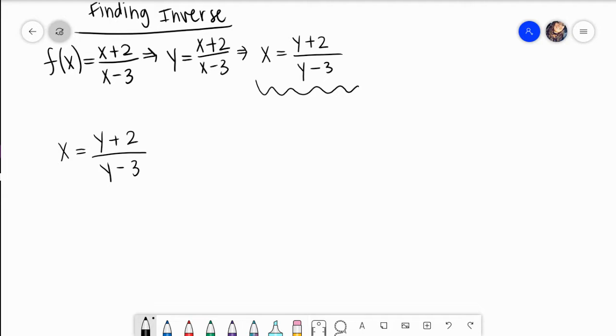Well, currently I have a y in a numerator and I have a y in a denominator, and that's not going to help me solve for just one single y, right? So what I need to do is actually get that y minus 3 out of the denominator, and the way you do that, because this is division, we would use the inverse, which is multiplication. And what you do to one side, you have to do to the other. So I'm going to multiply both sides by my denominator.